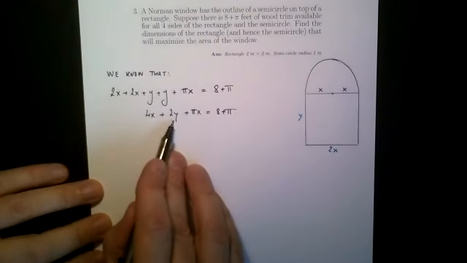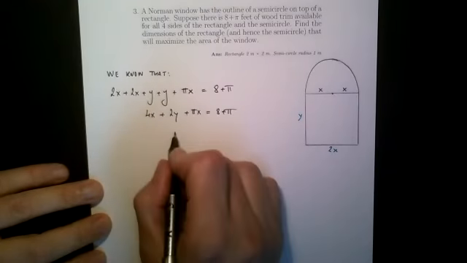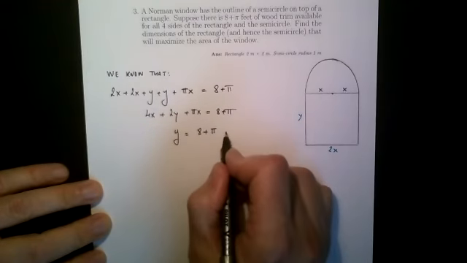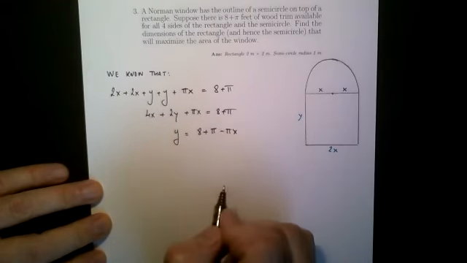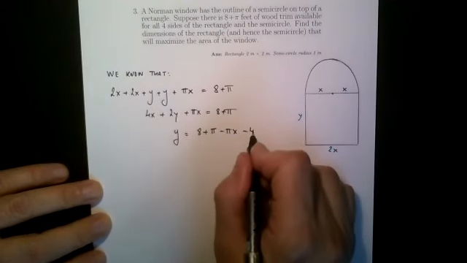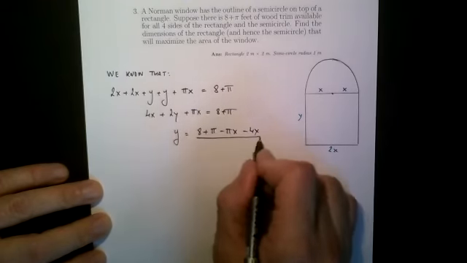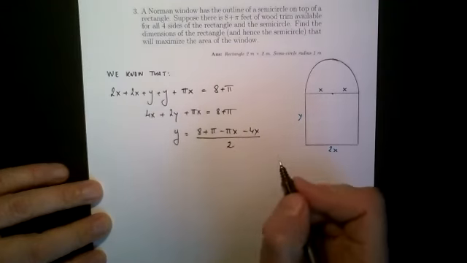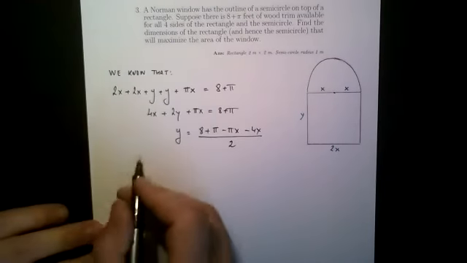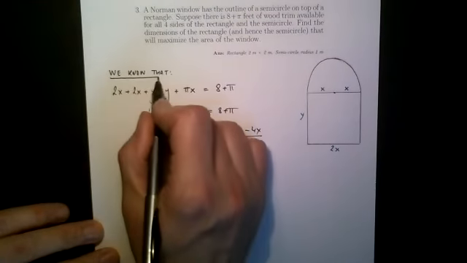And as usual, I'm going to isolate the y. So y will be 8 plus pi minus pi x minus 4x, all this divided by 2. Okay? This is what we know.